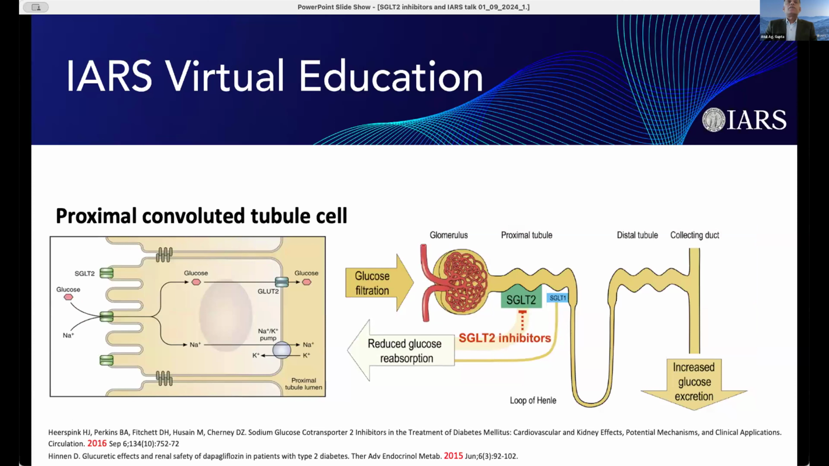SGLT2 is a co-transporter of sodium and glucose. It is located at the proximal convoluted tubule cell, and the function of the SGLT2 transporter is to transport sodium and glucose into the cell. These inhibitors essentially impair the action of the SGLT2 co-transporter and cause an increase in glucose excretion.